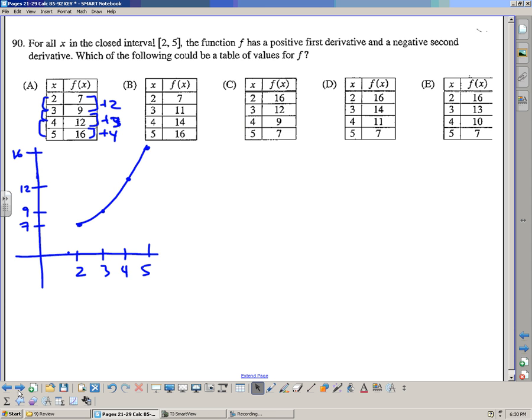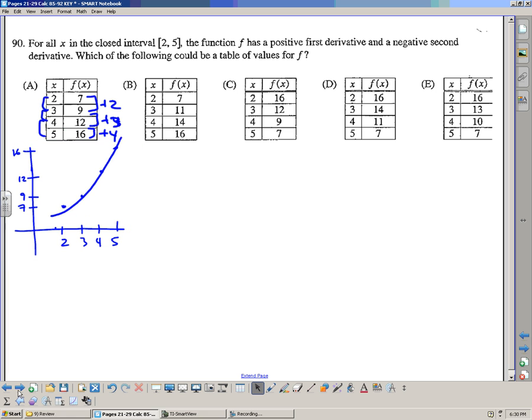All right, B, I want to shrink this graph a little bit. Okay, so B we have from 2, same kind of axes here. 2, 3, 4, 5. We're at 7 again.